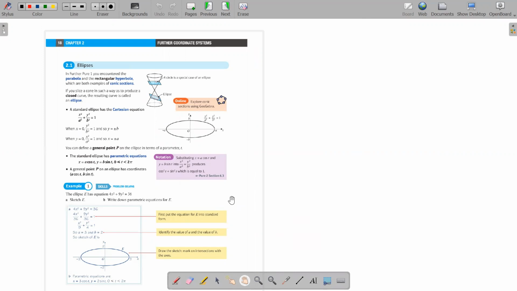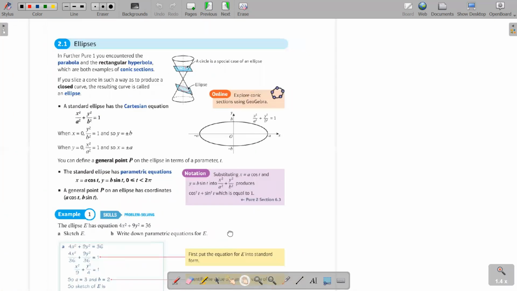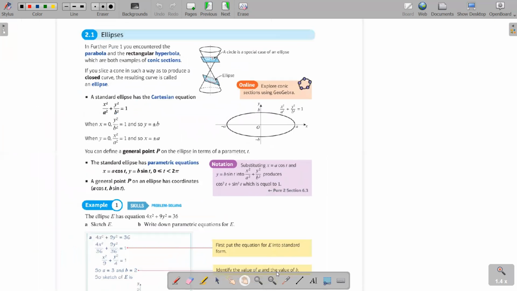So we are going to go into a few more special cases. The first case we are going to discuss under F3 is the ellipse. In further pure one, we learned about the rectangular hyperbola, actually the parabola and the rectangular hyperbola. So now under these conics sections, we are going to learn about this new section called ellipses. Shall we write down the equation of the ellipse?